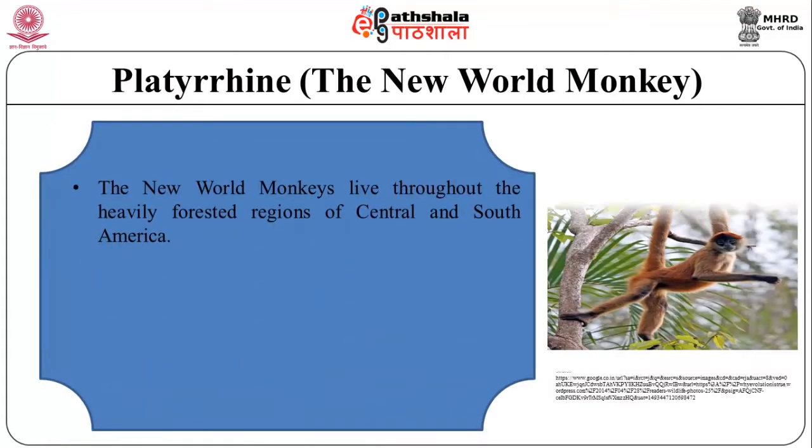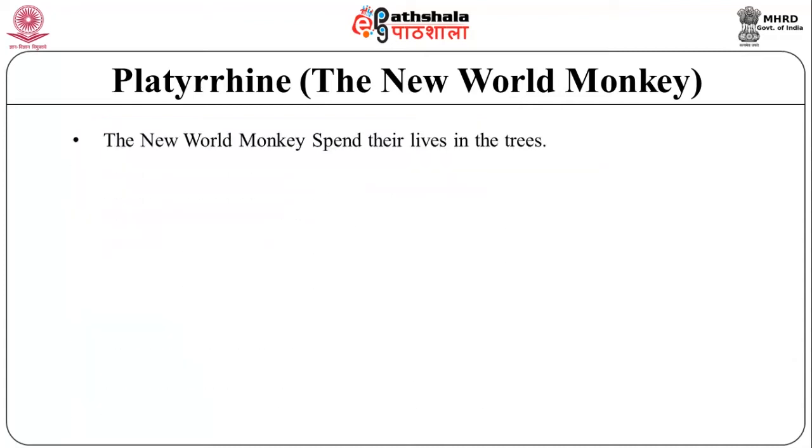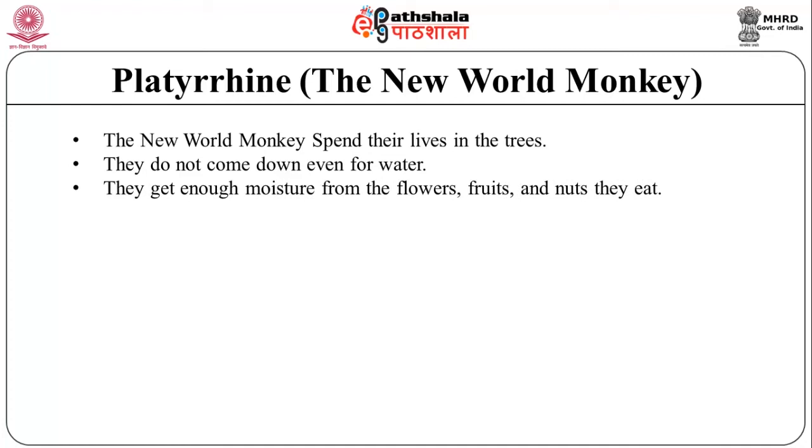The New World monkeys live throughout the hilly forested regions of Central and South America. They are divided into two families, that is, Callitrichidae, which include the marmosets and tamarins, and the Cebidae, which contains 6 subfamilies. Most New World monkeys belong to Cebidae. Now, most New World monkeys seem to spend their lives in the trees. They do not come down even for water. Apparently, they get enough moisture from the flowers, fruits, and nuts they eat.